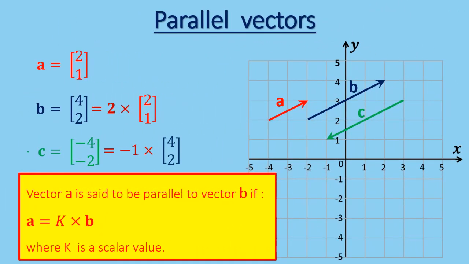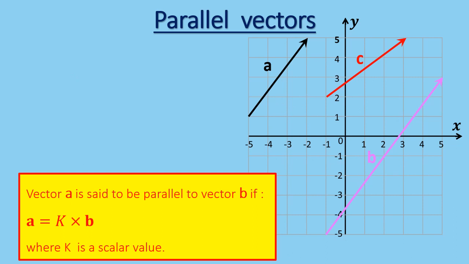Excuse me, but if I get any arbitrary vectors like the ones shown here, how can I tell if they are parallel or not? And if they are parallel, how can I calculate the value of k? Okay, let's start by writing each of those vectors in column vector form.